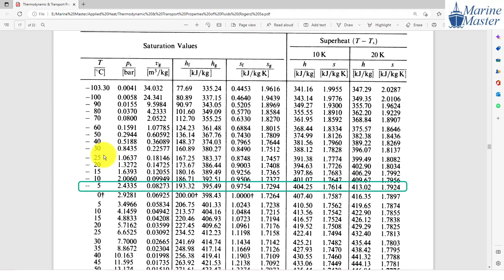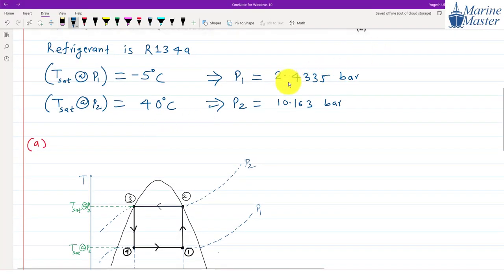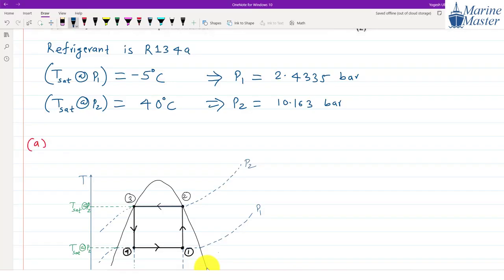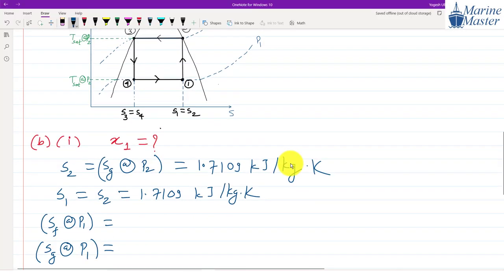See the given value here, 2.4335. So at this P1 pressure, 2.4335, corresponding to minus 5 degrees Celsius. So SF is how much, guys? This value, 0.9754. So SF at P1, how much do we have? SF is 0.9754.